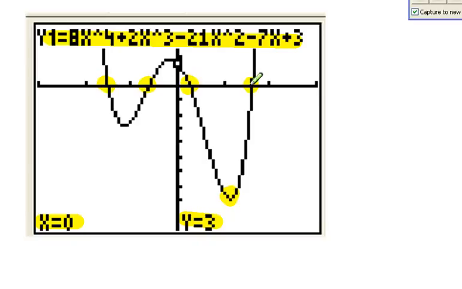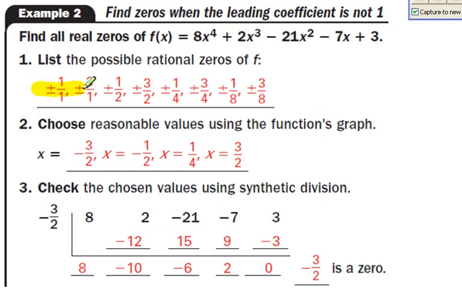This looks like, well, I'll leave it to you. So see if you can pick one out of this list that goes in evenly, that gives me the 0. And of course they show you that negative 3/2 works, and we'll go from there. But this will get you started.